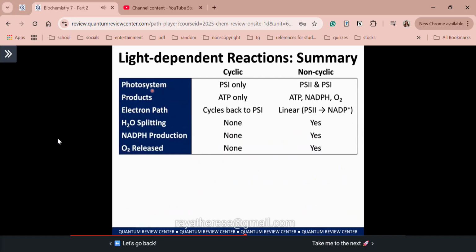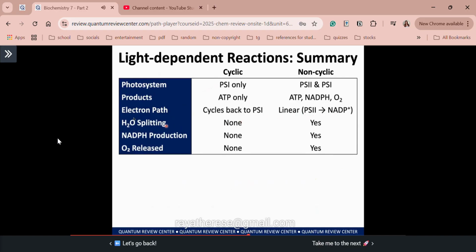So here, the photosystem is PS1 in cyclic, and both in non-cyclic. For products, cyclic produces ATP only. Always remember, in non-cyclic, we have two energy products, ATP and NADPH, which is also your reducing equivalent. And finally, the oxygen to be released into the air. For the electron path, we call it cyclic photophosphorylation because your electron cycles back, or is recycled back, to PS1. And in non-cyclic, as you have observed earlier, the electron flow is linear from your PS2 all the way to your NADP plus reductase.